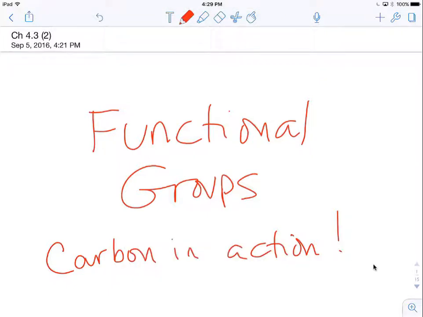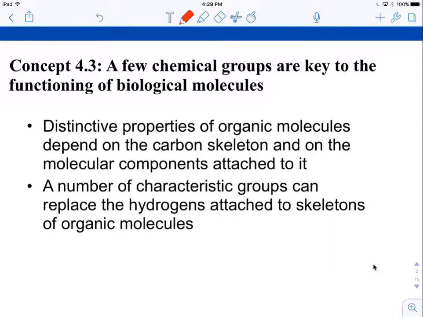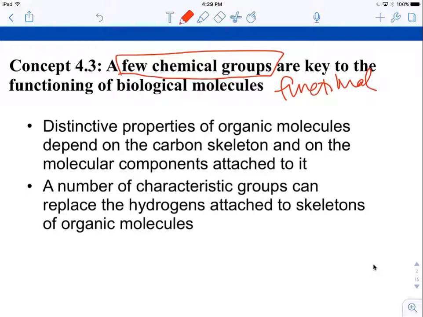All right, so we've been talking about the versatility of carbon as it combines with other elements to form organic compounds. And in this screencast, we're going to talk about functional groups, which are essential for biological activity. So a little bit of carbon in action. Here we go. All right, so there are a certain number of chemical groups, and these are our functional groups, that are essential to, as I just said, biological activity, to the functioning of biological molecules.